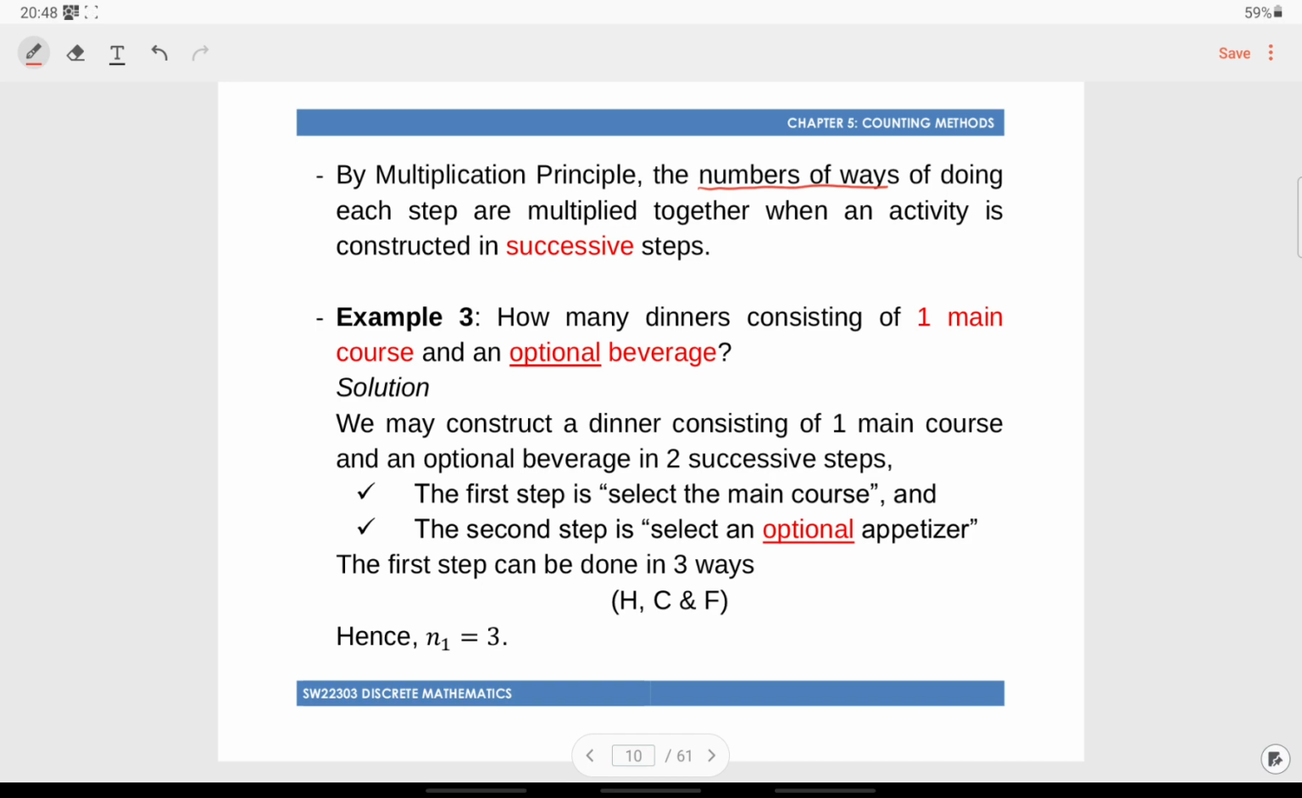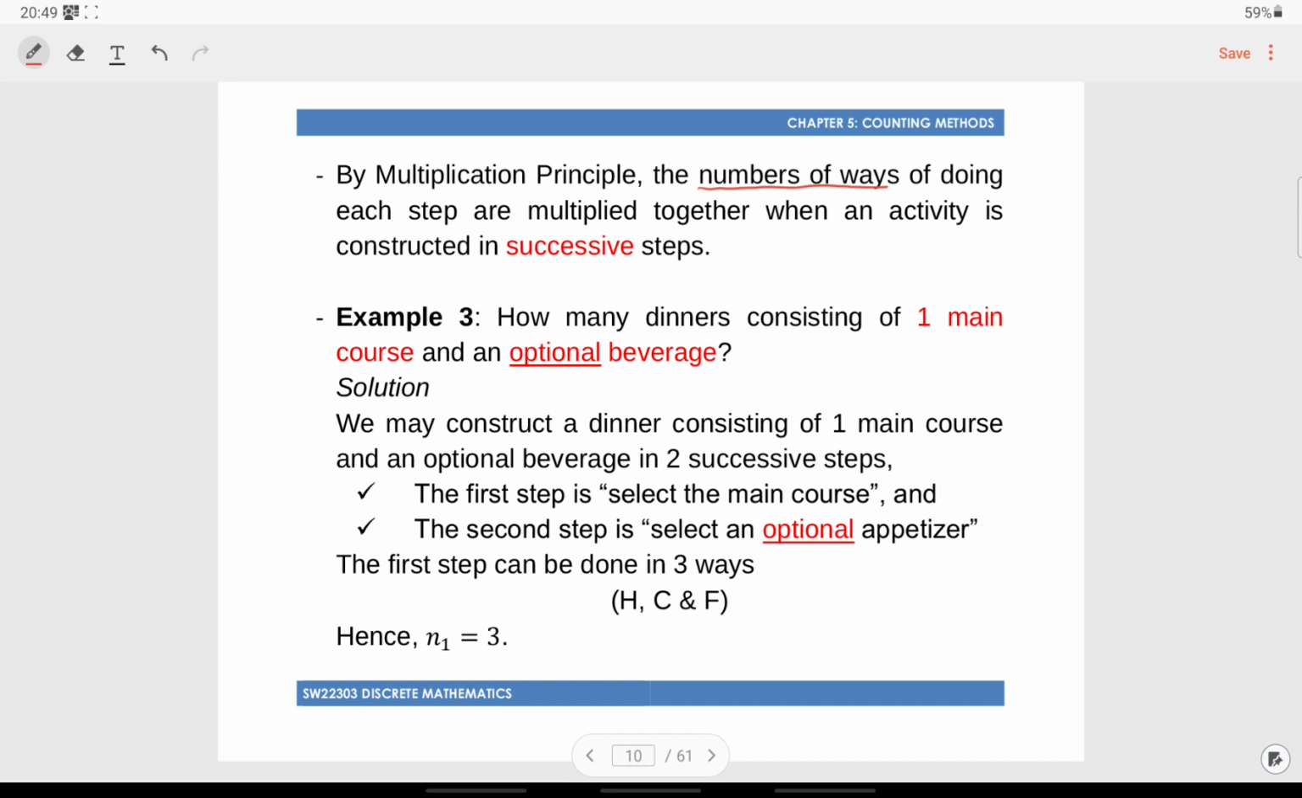How many dinners consisting of one main course and an optional beverage? That means we can choose either one beverage or no beverage at all. So we may construct a dinner consisting of one main course and an optional beverage in two successive steps. The first step is to choose the main course, followed by the second step, which is to select an optional beverage, meaning you have an additional option.